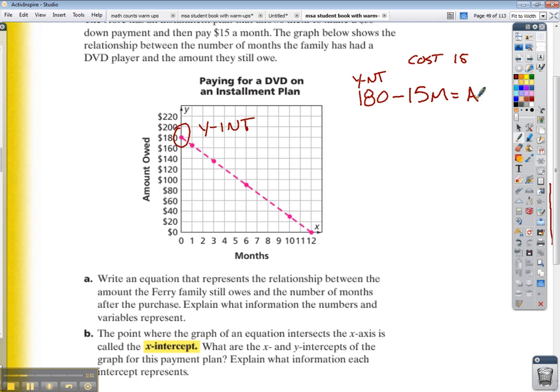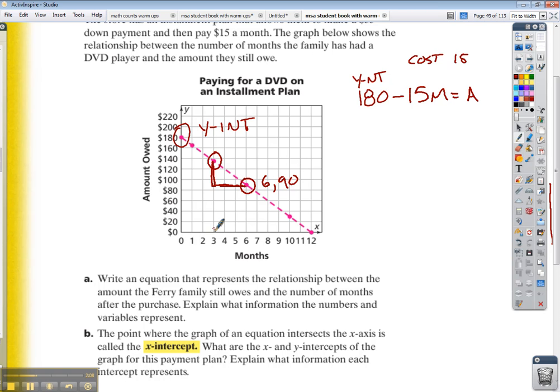Now if I needed to, I could also make my slope triangle here. But since I don't have exact coordinates for these points, unless I figured it out, it would be difficult. So might as well go through it. For 6 months, I will have paid 6 times 15, which we've learned is $90. And $90 off 180 is 90. So this would be 6, 90.